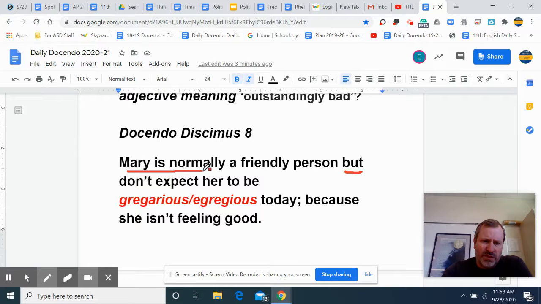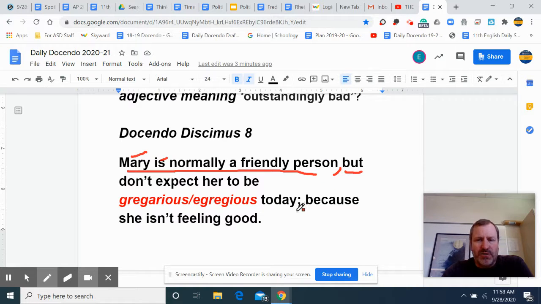So Mary is normally a friendly person. Subject, verb, that is an independent clause, isn't it? Let's see if we have an independent clause on the other side. Don't expect her to be gregarious today. That's an independent clause, isn't it? So therefore, we need a comma here. Again, it's just kind of like a traffic sign telling our reader what's coming next is a complete thought.